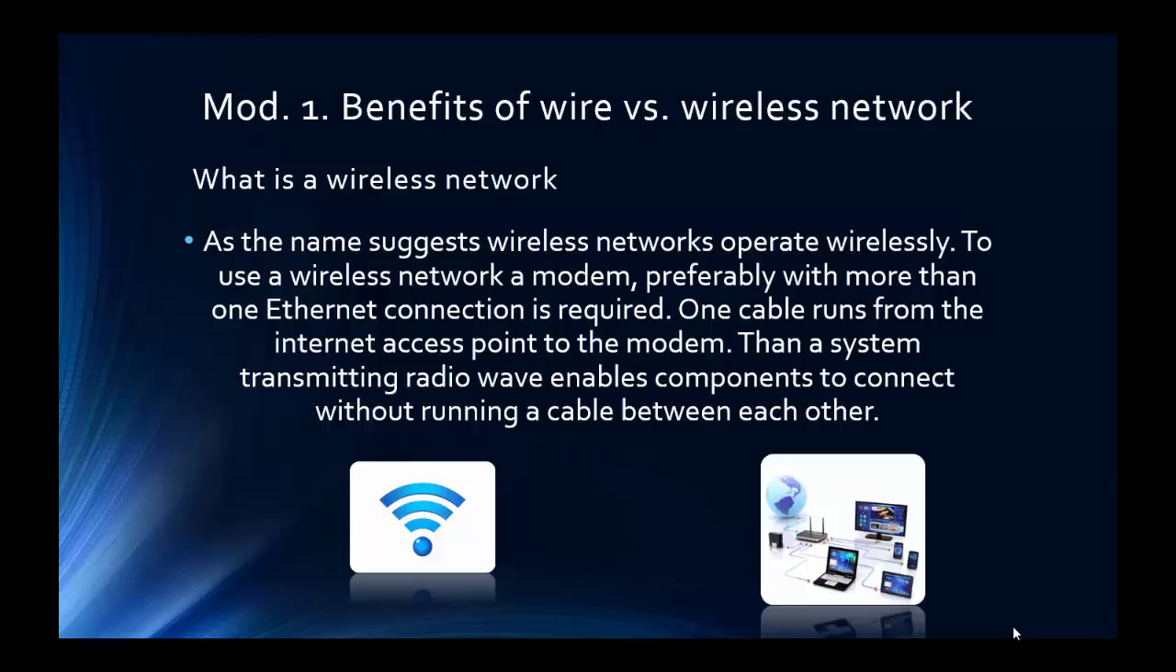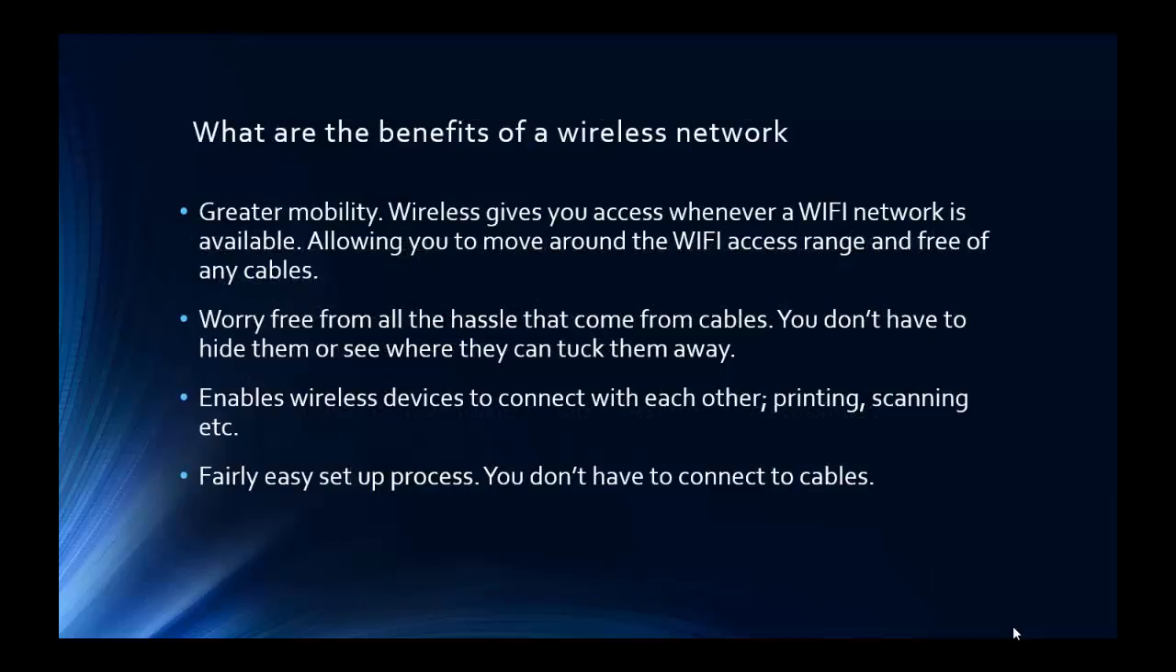Well, now, what is a wireless network? Well, the word says it itself. Wireless networks operate wirelessly. To use a wireless network, you need a modem, preferably with more than one Ethernet connection. One cable runs from the internet access point to the modem. Then a system transmitting radio waves enables components to connect without running a cable between each other. So that is what, in essence, is a wireless network, similar to the wired network, but this is wireless. We pretty much avoid all the cabling.